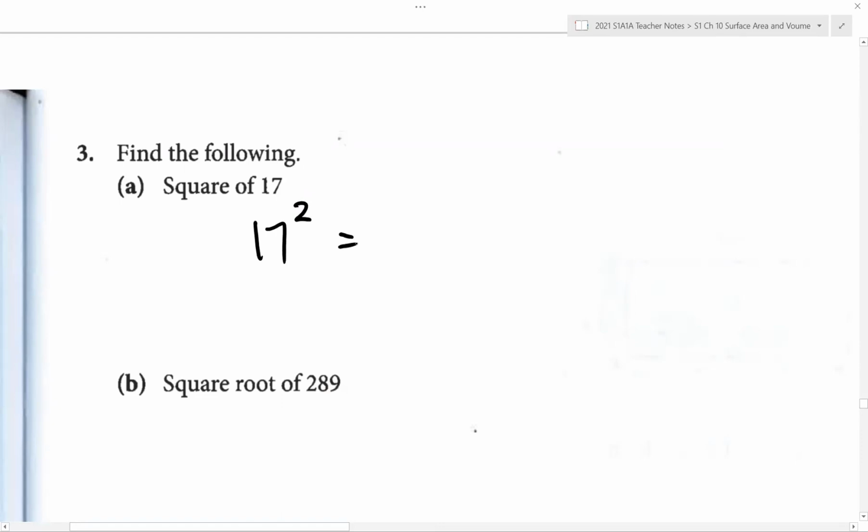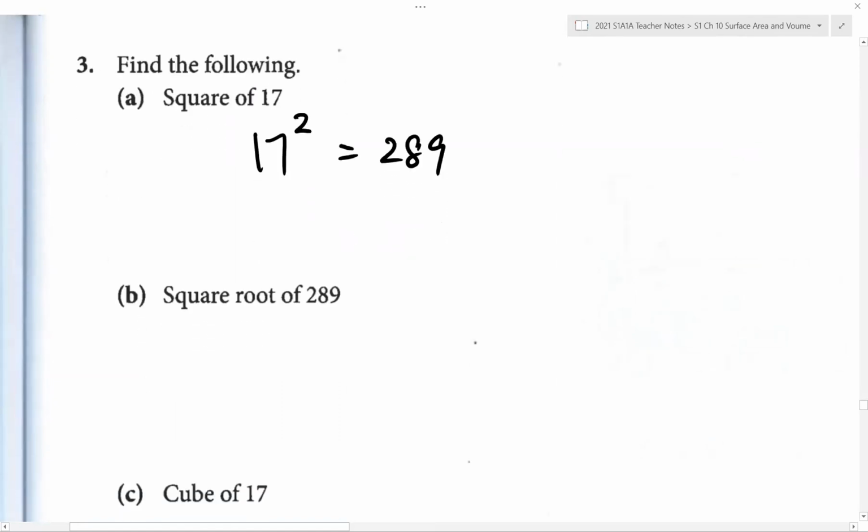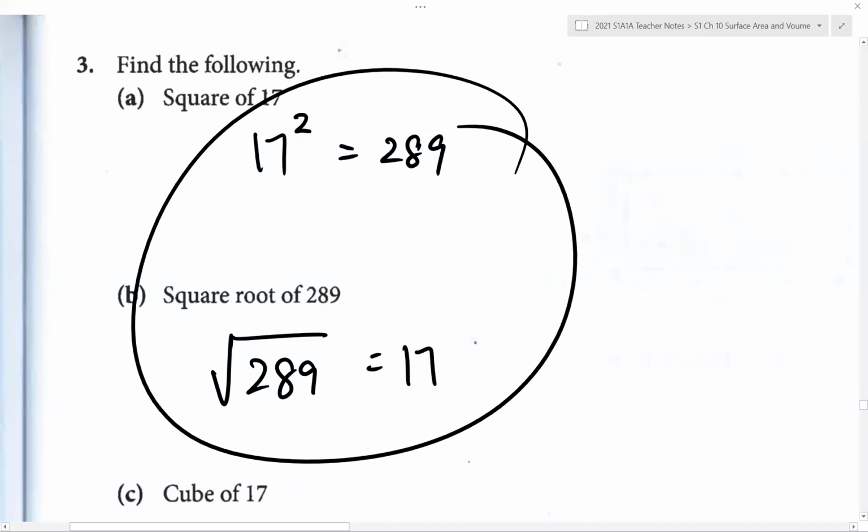289. Okay, Jin next. Square root of 289. It's like just saying the question, right? So what is your value? What is the answer? Jin, what's the answer? 17. Do you notice that these two questions are related? It's like the opposite of each other.